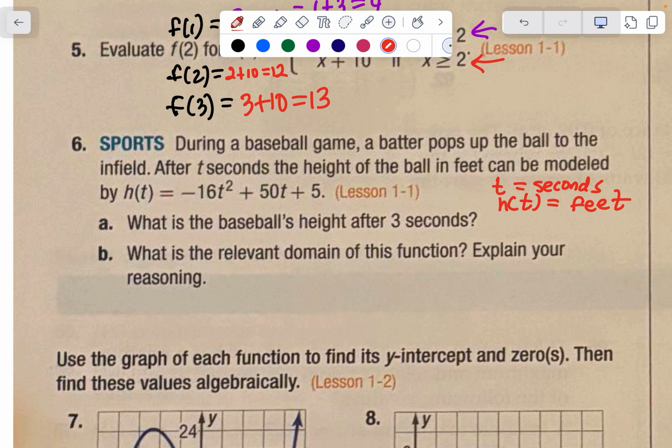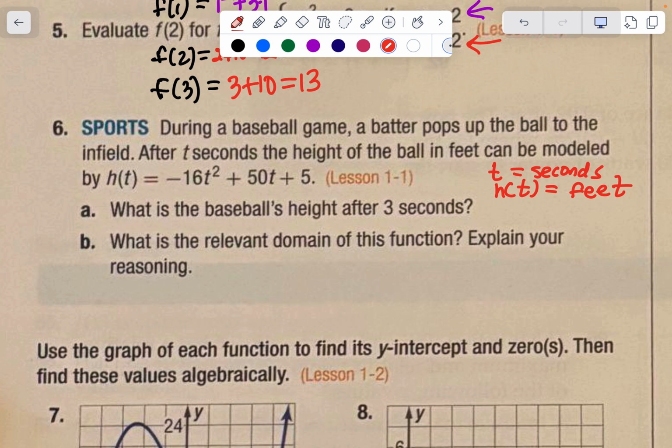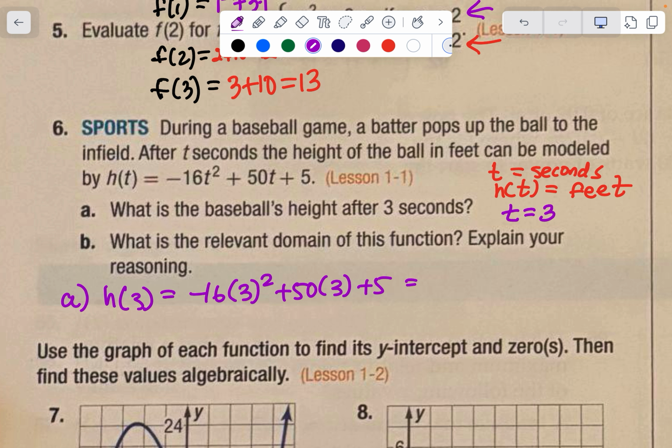So for A, it says, what is the baseball's height after 3 seconds? So that's a t. Remember, t is 3. So all we've got to do to answer A is plug in 3. So it's just negative 16 times 3 squared plus 50 times 3 plus 5. Okay, 3 squared is 9. So that is negative 16 times 9 plus 50 times 3 plus 5.